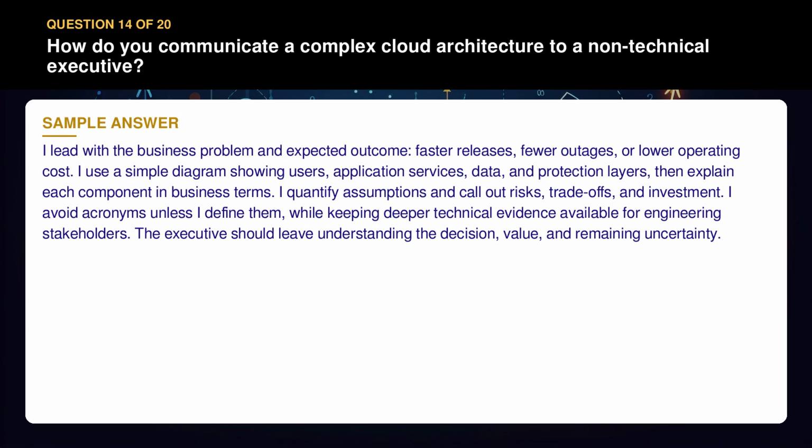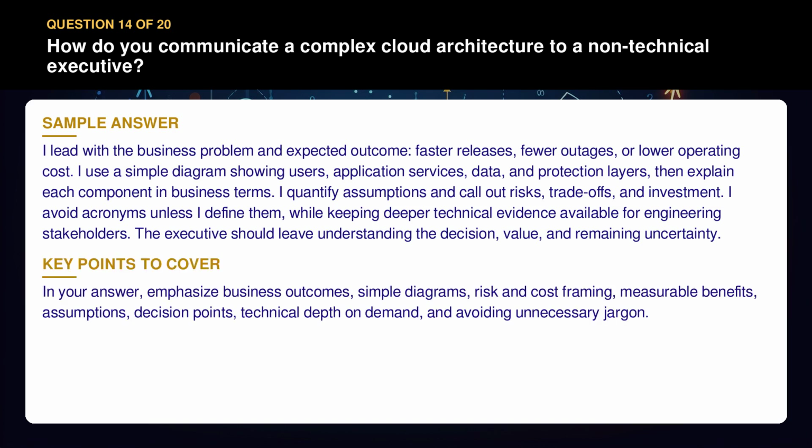I quantify assumptions and call out risks, trade-offs, and investment. I avoid acronyms unless I define them, while keeping deeper technical evidence available for engineering stakeholders. The executive should leave understanding the decision, value, and remaining uncertainty. In your answer, emphasize business outcomes, simple diagrams, risk and cost framing, measurable benefits, assumptions, decision points, technical depth on demand, and avoiding unnecessary jargon.